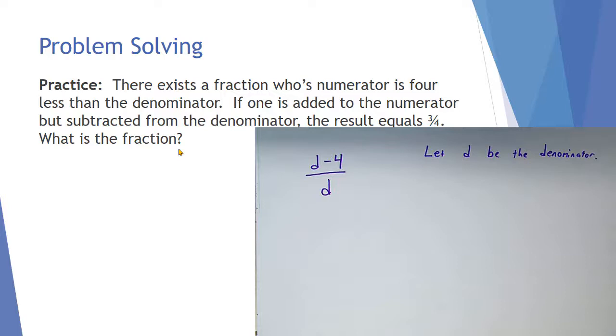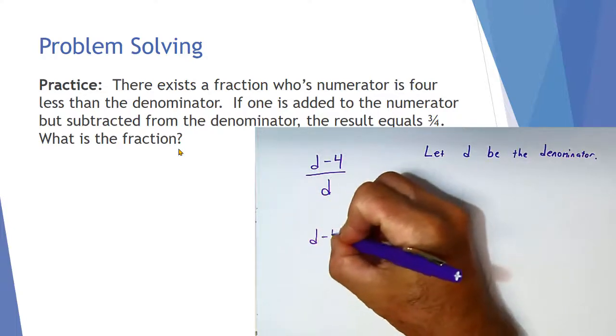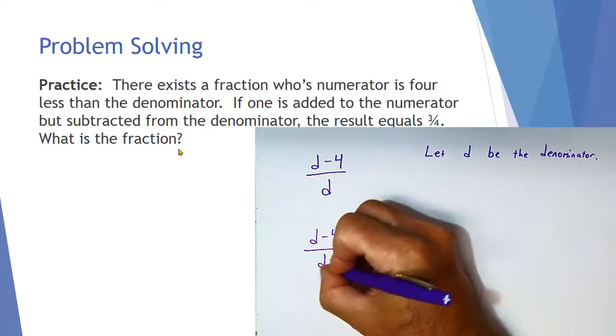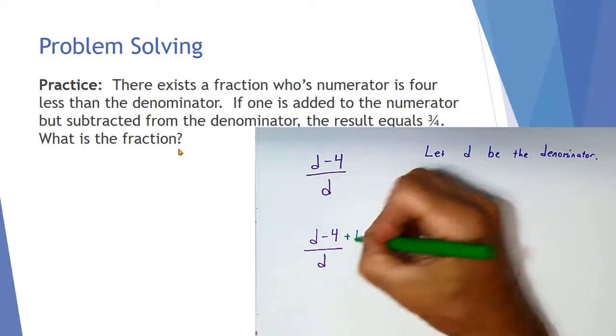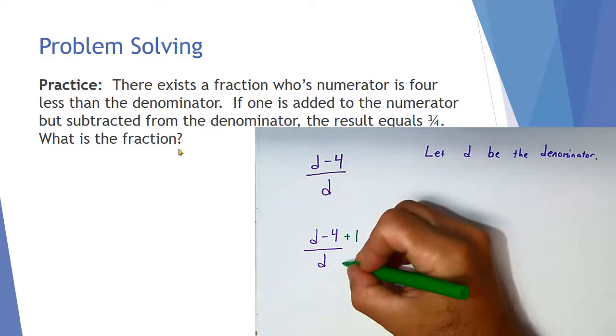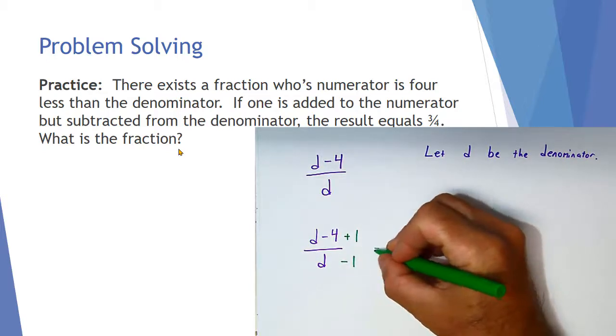Now what we're going to do is add 1 to the numerator but subtract it from the denominator. So if we take our fraction, which we now know is d minus 4 over d, we're going to add 1 to the numerator, but we're going to subtract it from the denominator, and we get a result of 3/4.